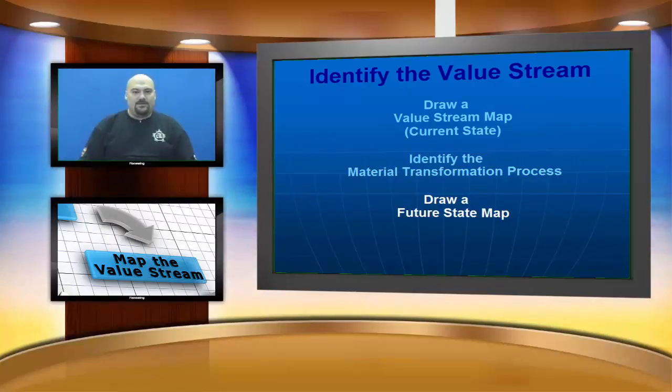We're now ready to start a future state map. We finished the brainstorming and we're now looking for ways to eliminate the non-value added activities. The future state map answers the question, what would the process look like if we were able to eliminate some of these non-value added activities? That alone is a very powerful tool, just asking what if. And then by drawing the map, you're now starting to create your future.